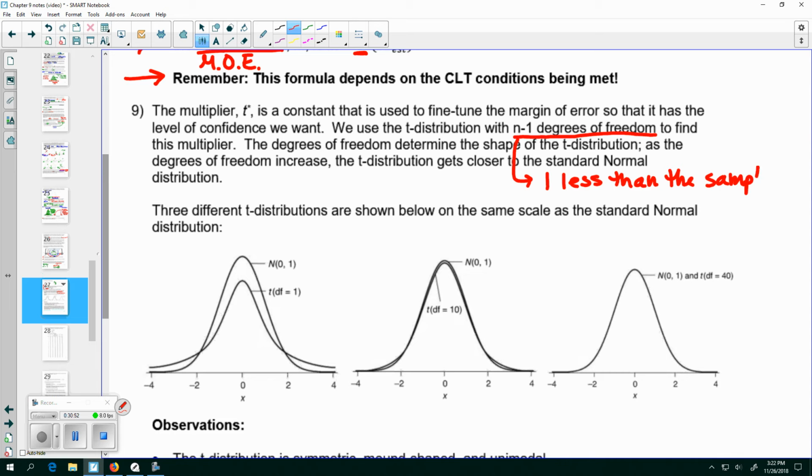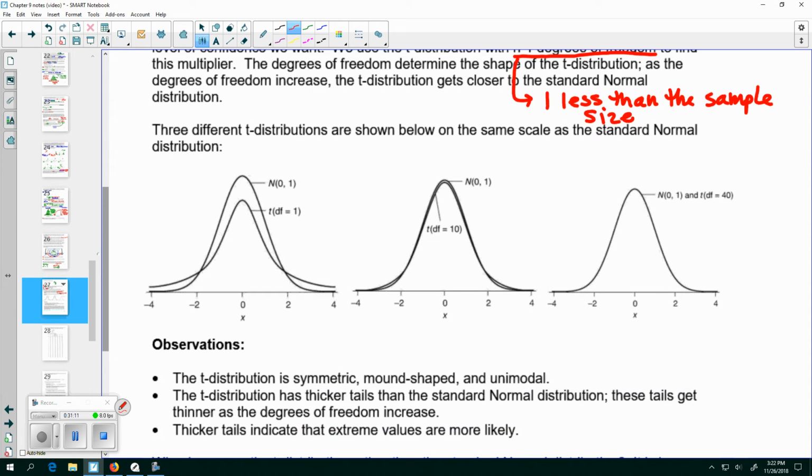So take your sample size n and subtract 1 from it, and you get your degrees of freedom. The degrees of freedom determine the shape of the T distribution. As the degrees of freedom increase, so as your sample size gets bigger, the T distribution gets closer to the standard normal distribution. So we've got 3 different ones here.